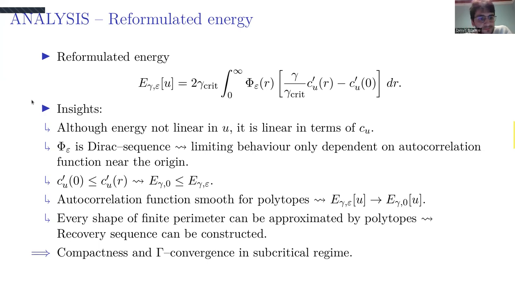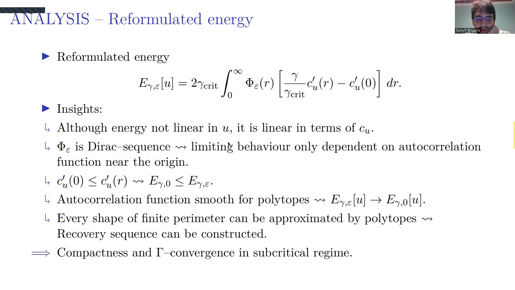did the mathematics here. But this reformulation now gives good insights. The first thing is, although the energy is not linear in U, it is linear in terms of the autocorrelation function, which is a structure we did not see at first. So when we did the analysis, we saw, okay, wow, this is linear in terms of this C_U. The next thing is phi epsilon is a Dirac sequence, which means that the limiting behavior of this energy is only dependent, for epsilon to zero, on the autocorrelation function near zero. So if we do formal computations, phi epsilon now converges to C prime U of zero minus C prime U of zero. And of course, with the corresponding constants in front of it.